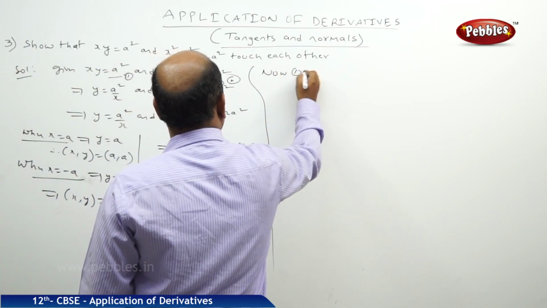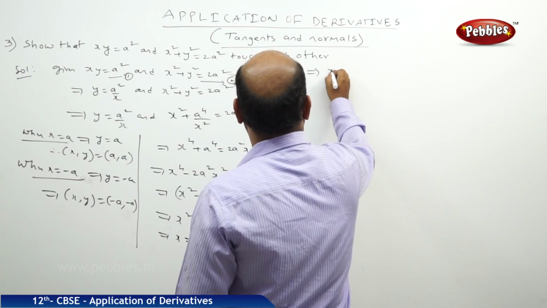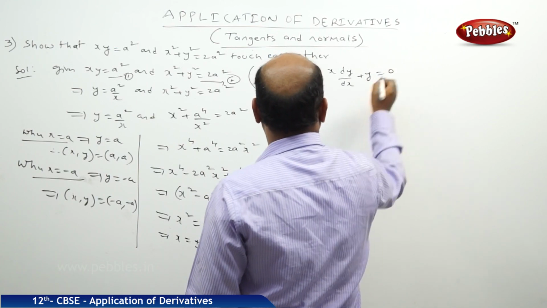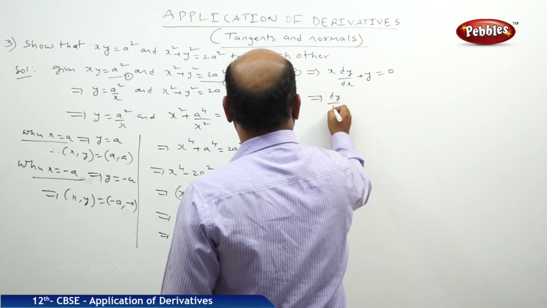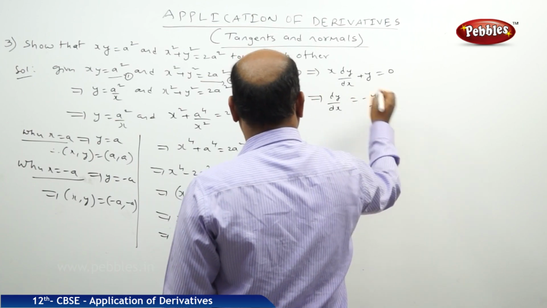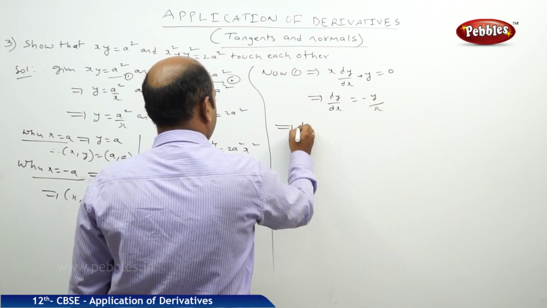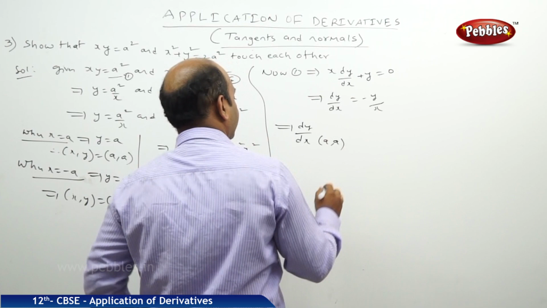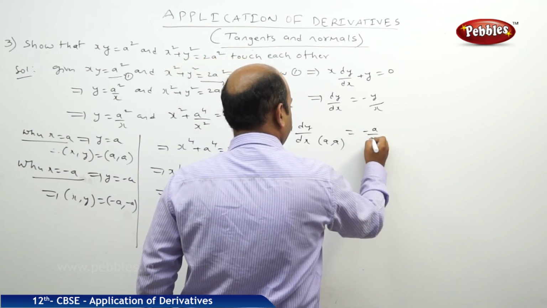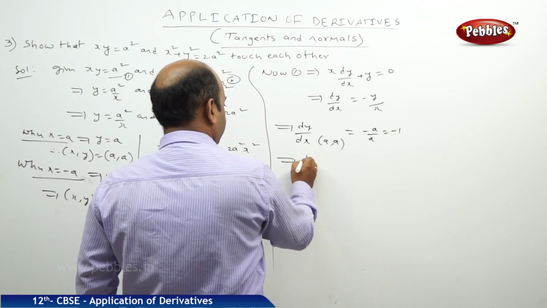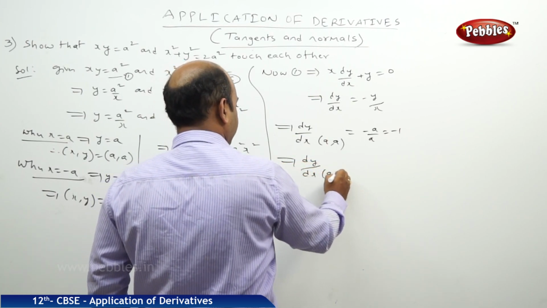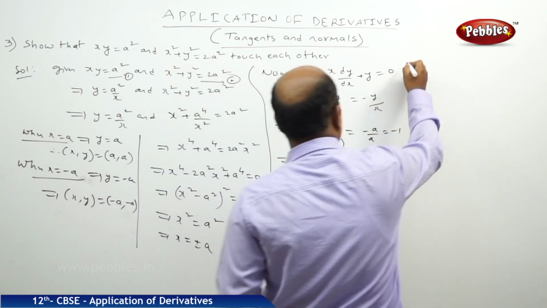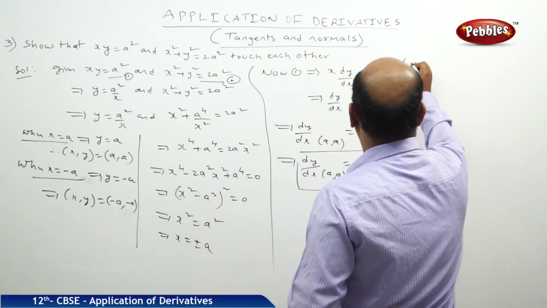Now 1 implies x into dy by dx plus y is equal to 0. That means dy by dx is equal to minus y by x. So dy by dx at a comma a, because one point of intersection is a comma a, I'll be getting minus a by a, that is equal to minus 1. So dy by dx at a comma a is equal to minus 1, and this one I call it as m1.